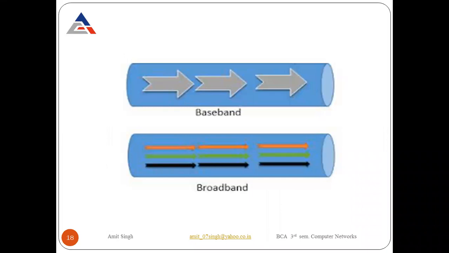This is a diagram of baseband and broadband. You can see the difference. A single signal is traveled in the case of baseband. Multiple signals can be traveled in the case of broadband.